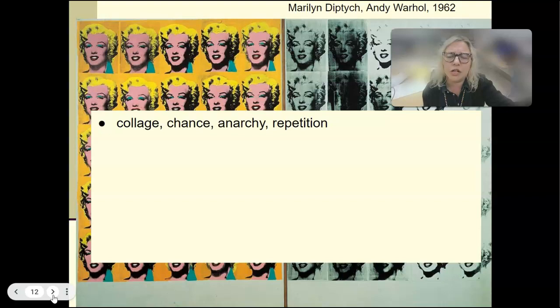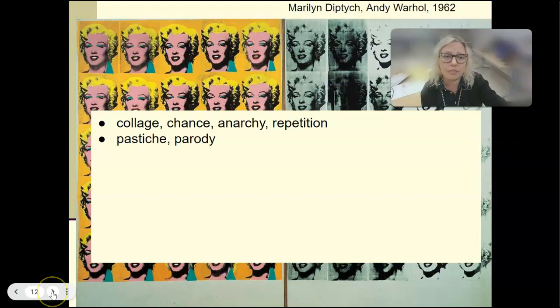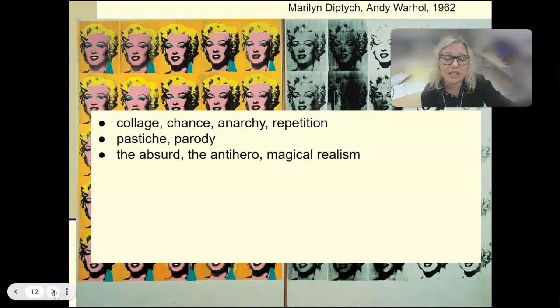In literature, collage, chance, anarchy, and repetition are infinitely more interesting than just one subject. Pastiche and parody, where you're making fun of or using what's already been done in the past and trying to recreate something in the same vein, are important. The absurd, the anti-hero, magical realism are all important qualities of postmodernist literature.